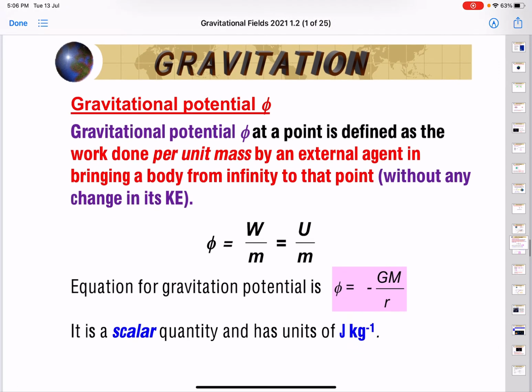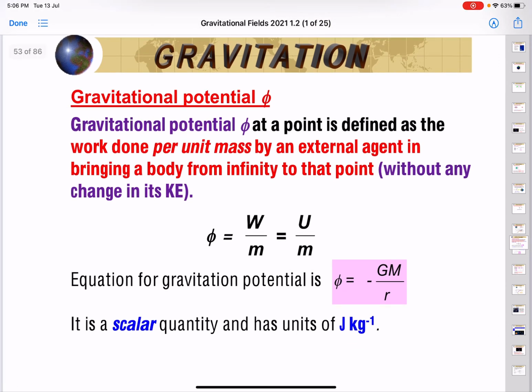The gravitational potential is defined as the work done per unit mass by an external agent in bringing a body from infinity to the point. It is closely related to gravitational potential energy. You just have to take U divided by m to get phi. Notice that both gravitational potential energy and gravitational potential are scalars.